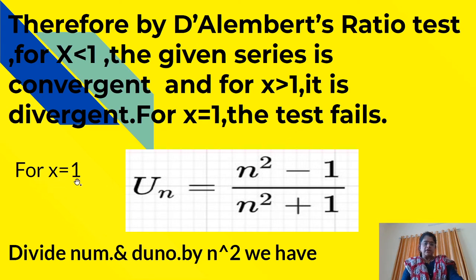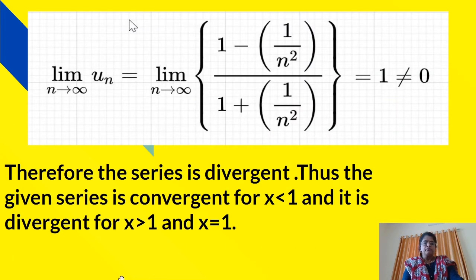Now consider x equal to 1. For x equal to 1, un is equal to n square minus 1 upon n square plus 1. Now divide the numerator and denominator by n square, and therefore we have limit n tends to infinity un is equal to limit n tends to infinity 1 minus 1 upon n square divided by 1 plus 1 upon n square.